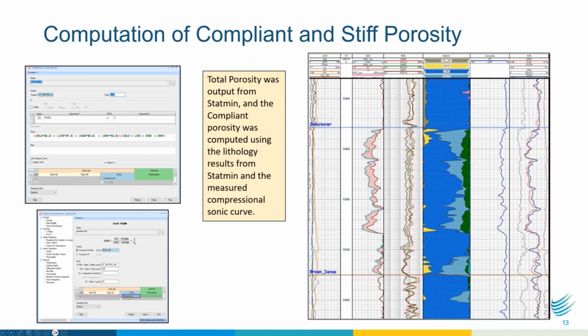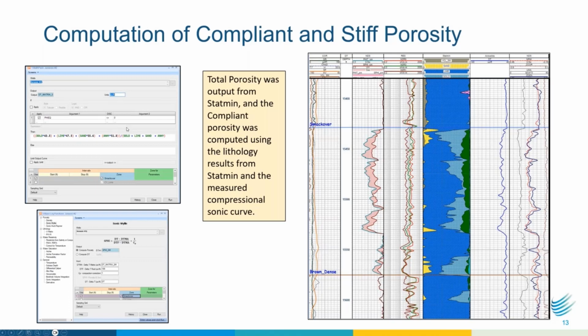Our total porosity we're going to generate from our StatMin model, and it's going to be based on the lithology interpretation, and that's our green curve here. Our brown curve is the acoustic porosity, or the sonic porosity. And in this case, I said I'm not going to let the sonic go higher than the total porosity, so I truncated it against the total porosity. And this is your volume of vuggy porosity. So you can see you have a significant volume of vuggy porosity.